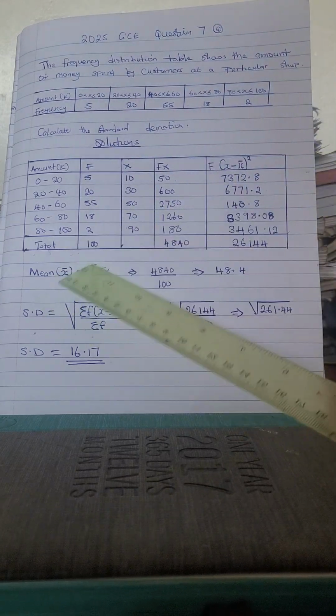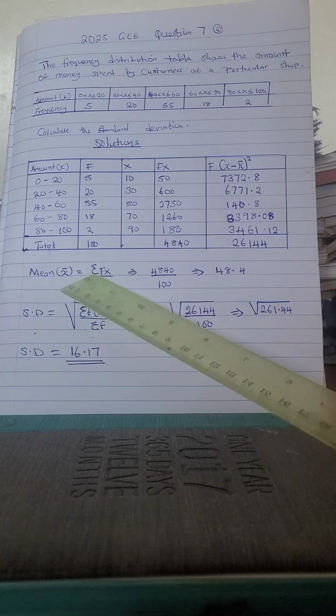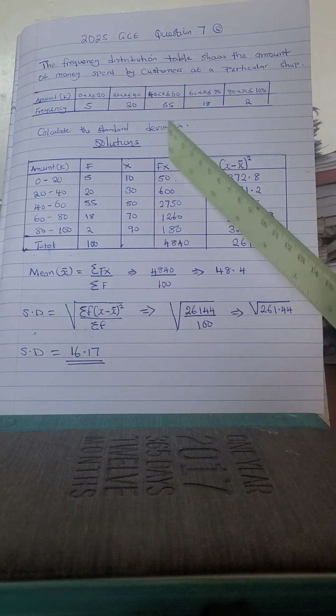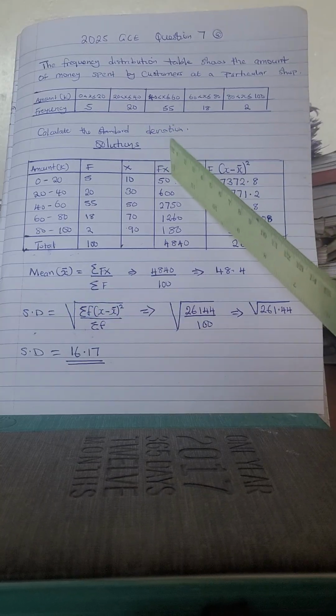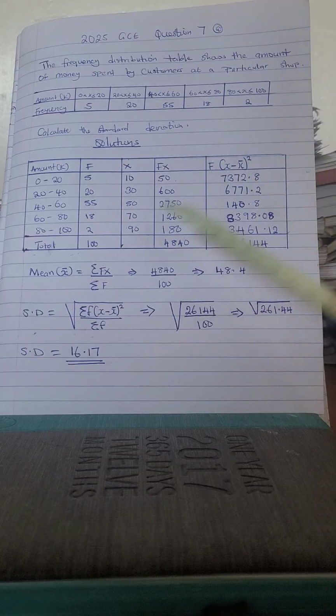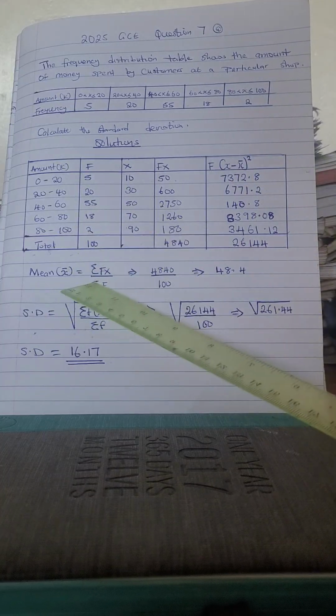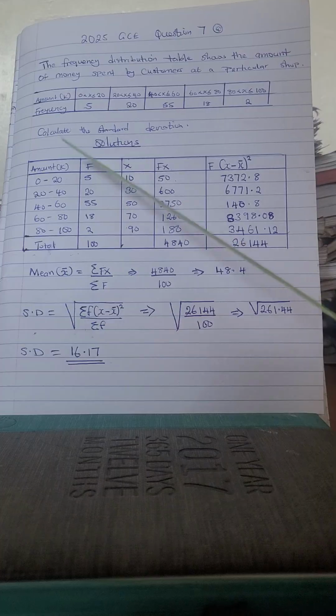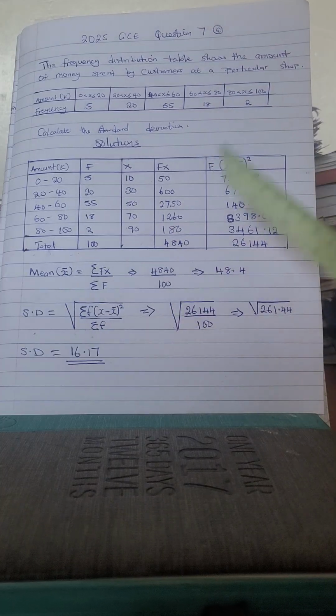So the mean is the sum. This simply represents the sum f of x, so meaning add the f and the x. So when I added these, I get 4840. Then when I added f, here it says add f, summation of f, when I added the frequency, I got 100.